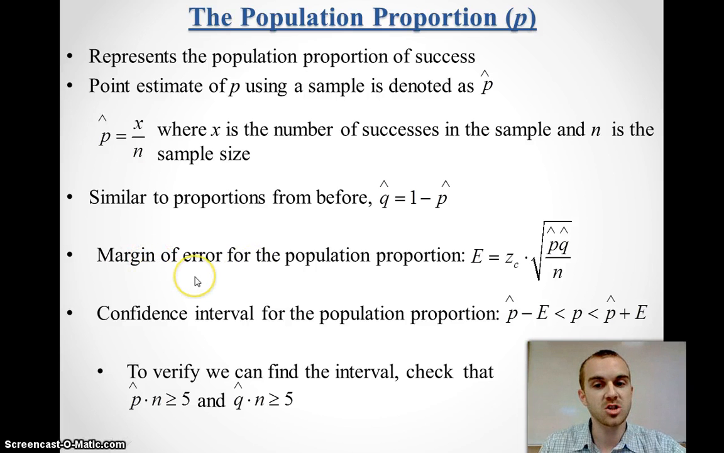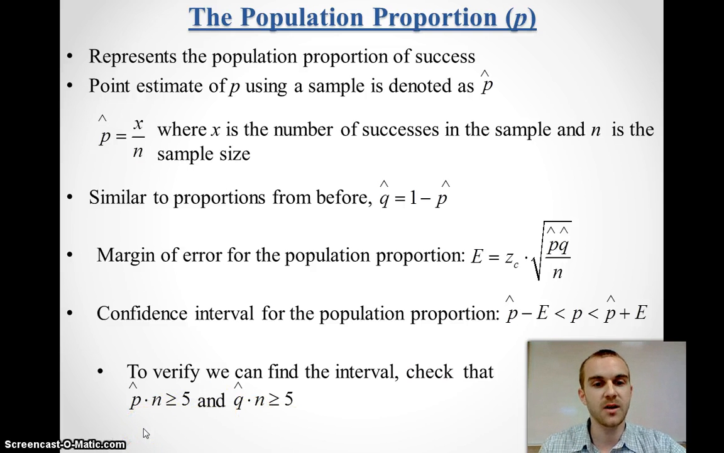When we need to find margin of error, we do use the z-score, and then inside we have the square root of p hat times q hat divided by the sample size. And then we do our confidence interval just the same way, where we're going to take our proportion, add and subtract the error.